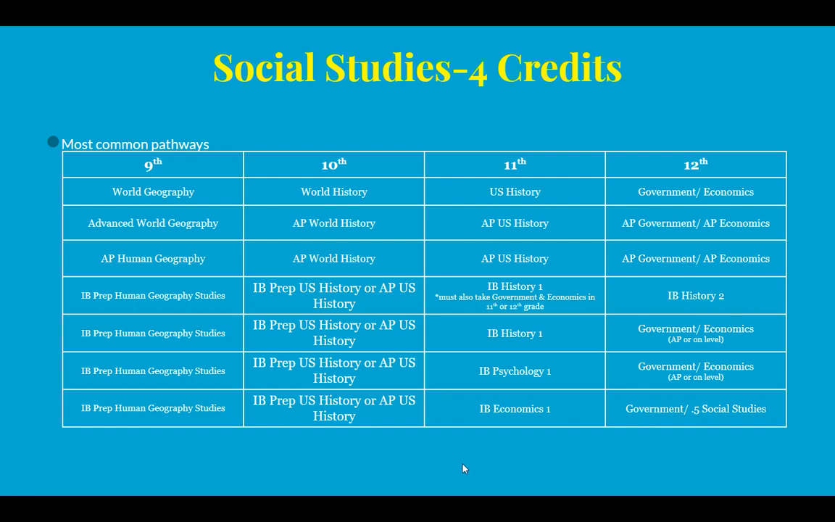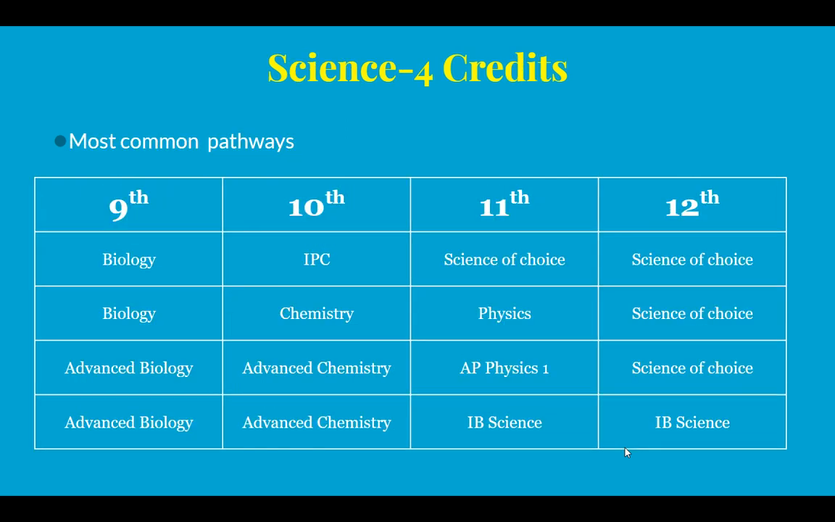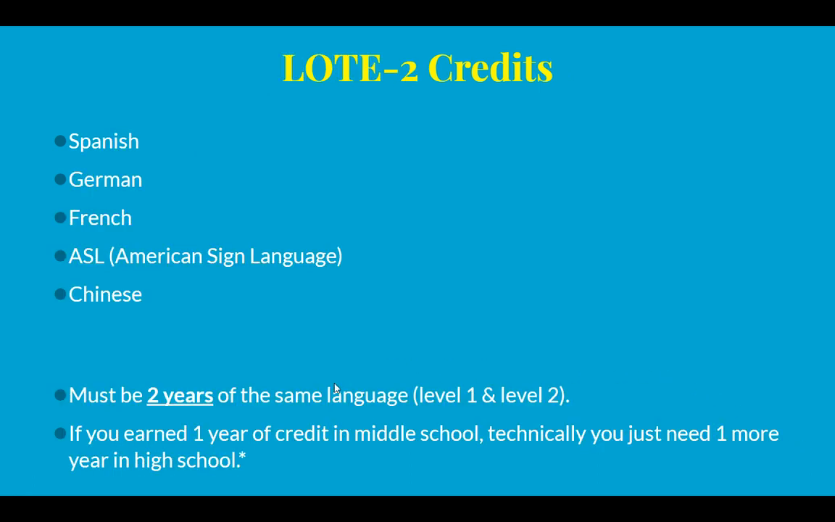Social studies, again, look in this 11th grade column, move over to the 12th grade column to write the class you need. If I'm going too fast, remember this is a video. You can always pause it and write down exactly what you're needing. Same thing for science. Look at the 11th grade column, look at 12th grade. Your LOTE option. So again, if you haven't done your 2 years in the same language, make sure you get that.